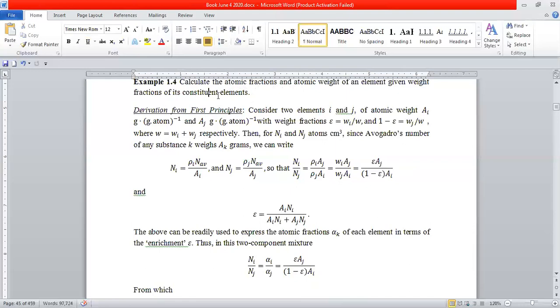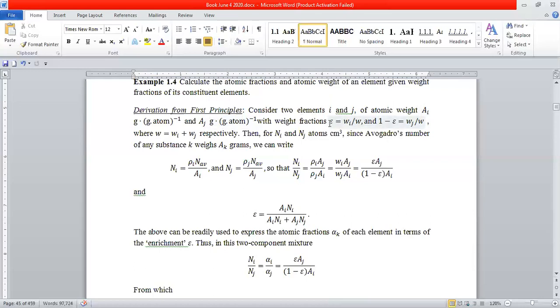So here, let's calculate the atomic fractions and atomic weight of an element given. So we're going to combine 2 elements and make one mixture, or a composite, or whatever you'd like to think of it as. So let me take 2 elements. One is I, one is J. Each has an atomic weight, so one has AI and one has AJ. I told you the units, it's grams per gram atom, because now we're talking about elements, not molecules. So we mix it. This is up to us, whether you put 60% of this or 30% of this.